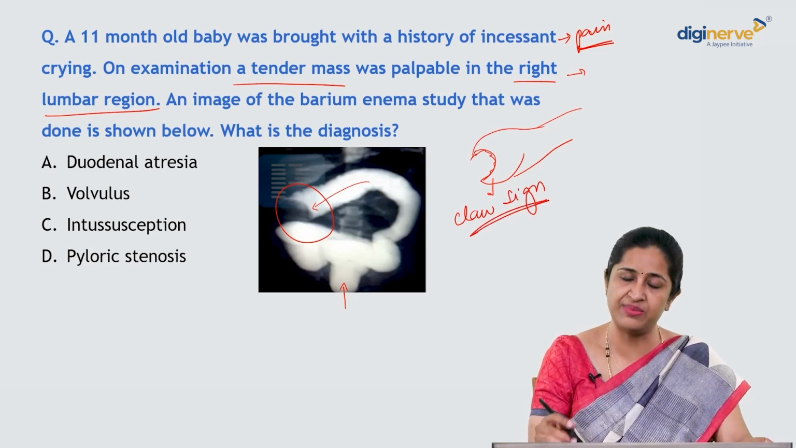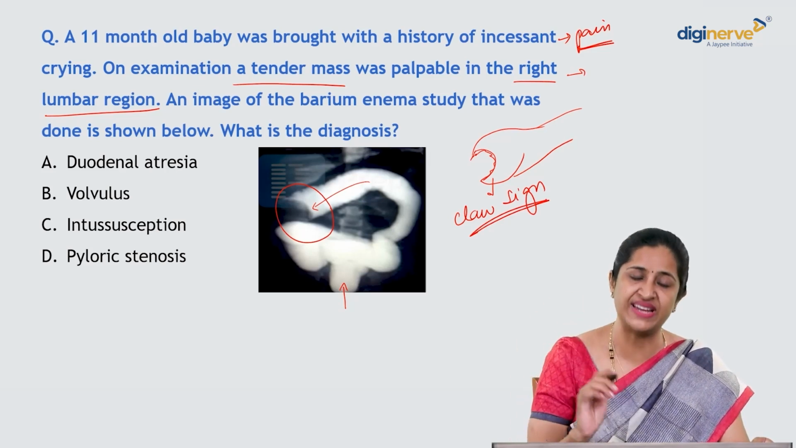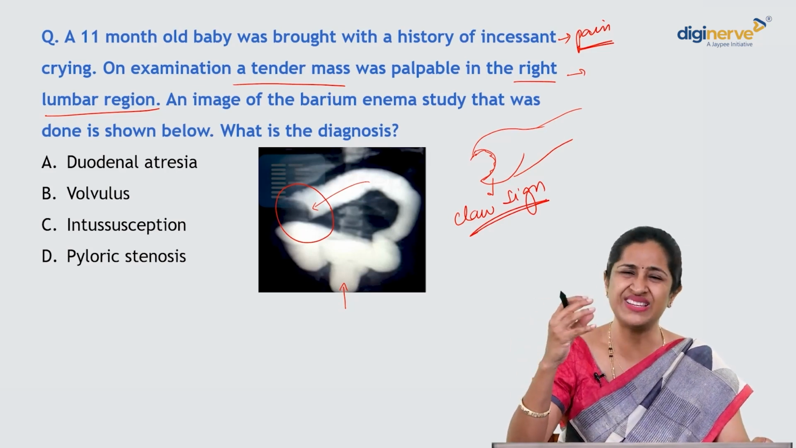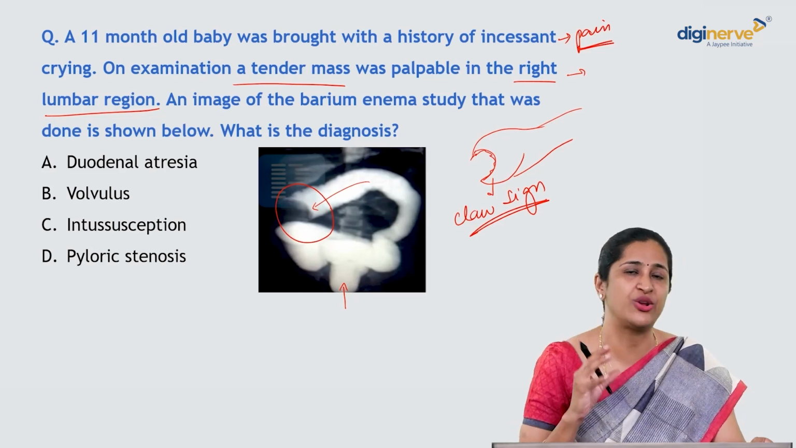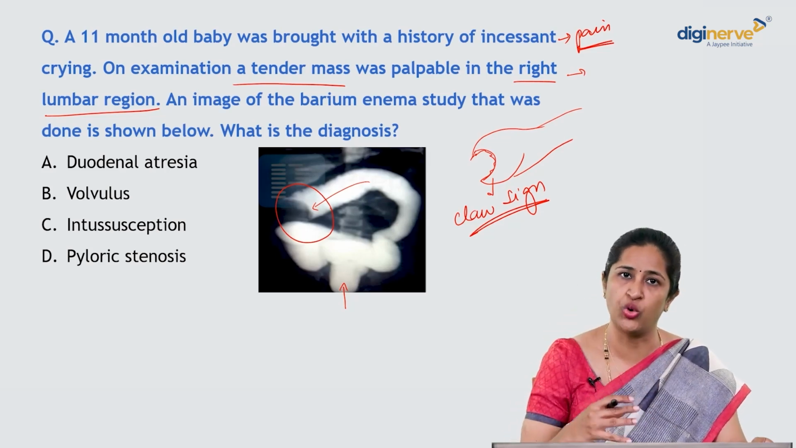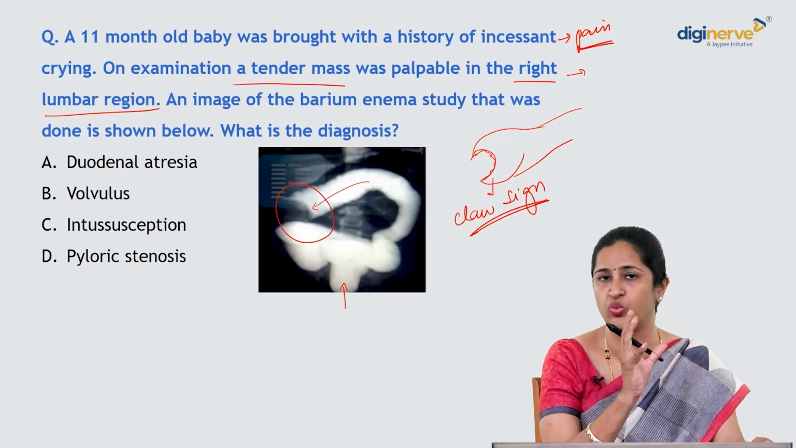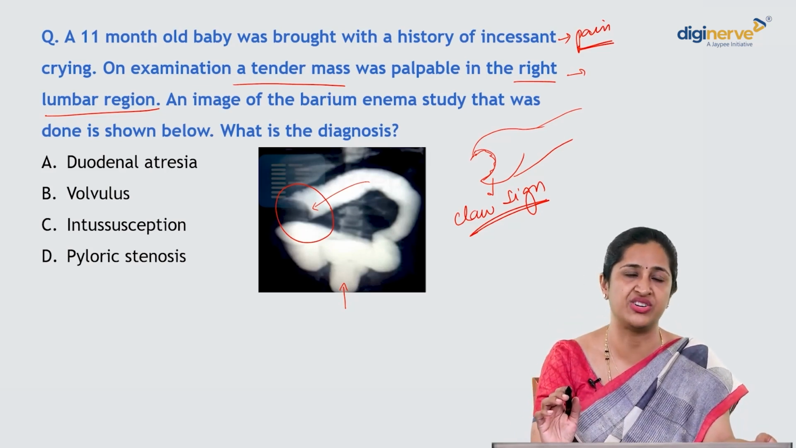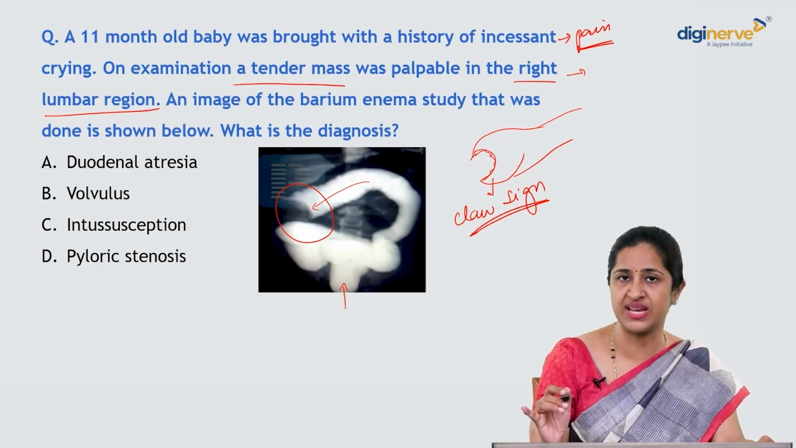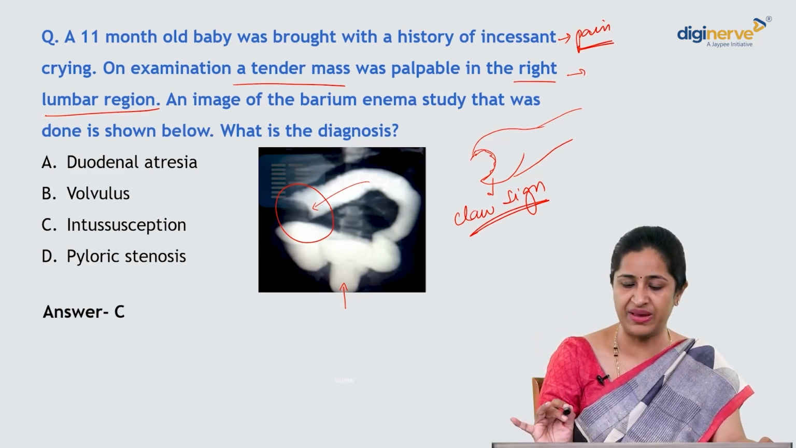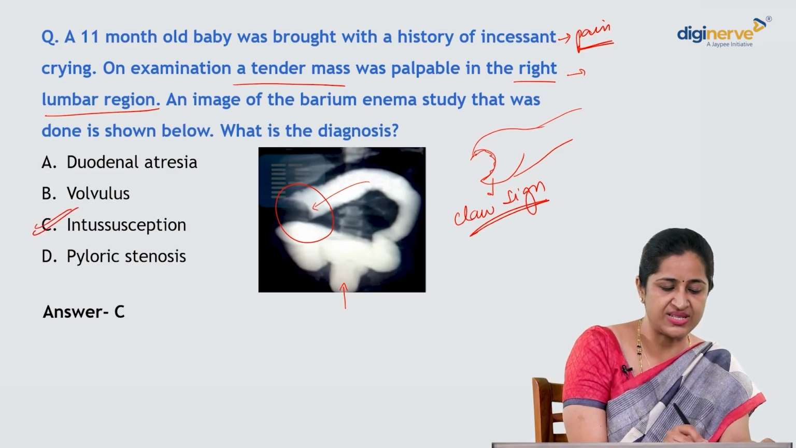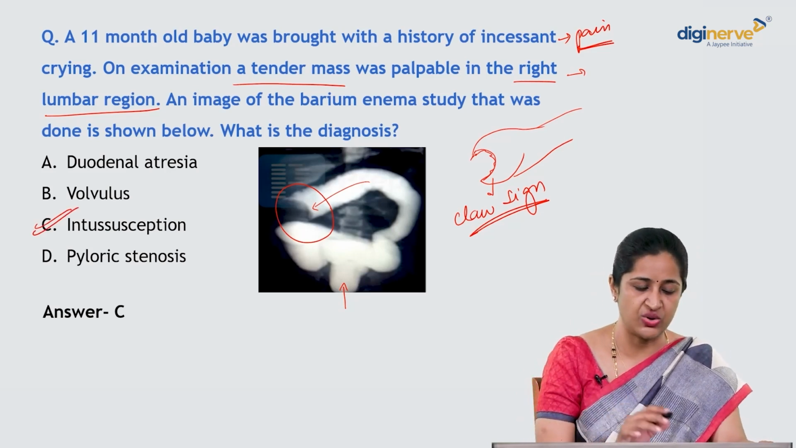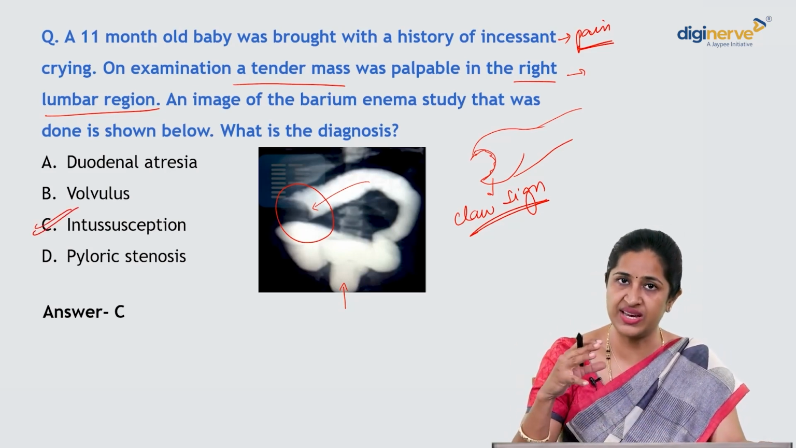Classically, this claw sign means there is some obstruction at this level, somewhere near the hepatic flexure of the colon. That obstruction has got swollen, which is what is palpable as a tender mass in the right lumbar region. So where do you see the claw sign? In an incessantly crying baby, you will see it in intussusception, which is the correct answer.